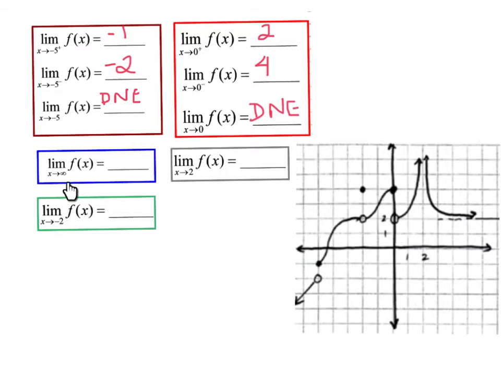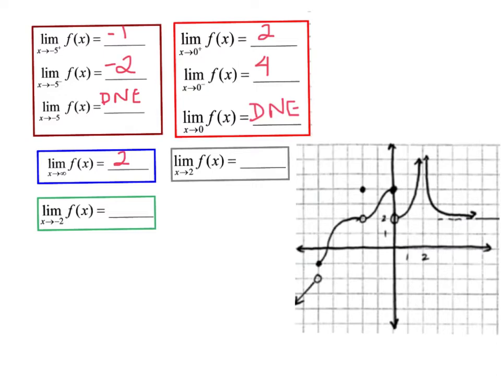Alright, next, the limit as x moves to infinity. So this is basically saying what is the horizontal asymptote, because as this function zooms off towards infinity, what y value is it hanging on? It appears to be hanging right on to 2.